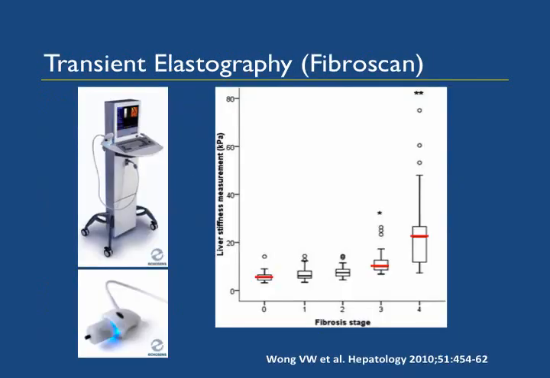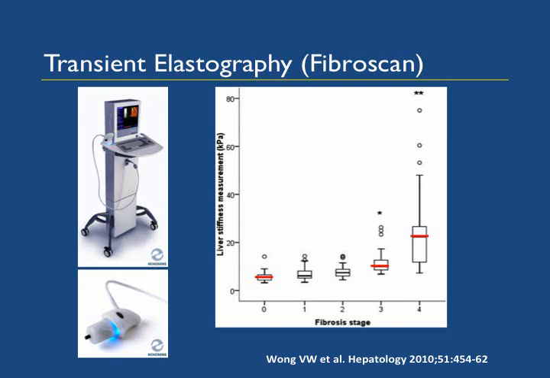Next is the imaging techniques, which use the principle of elastography. Basically, elastography is a technique, a non-invasive way of measuring liver stiffness. What this does is it uses an ultrasound transducer probe, which is mounted to an axis of a vibrator. And this probe basically transmits vibrations of mild amplitude and low frequency.